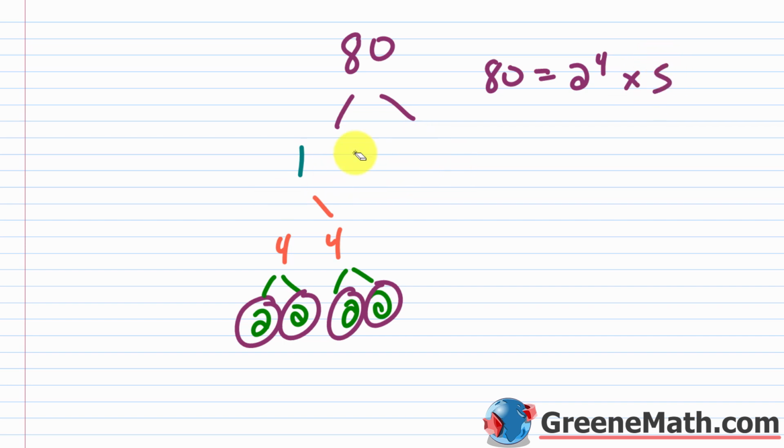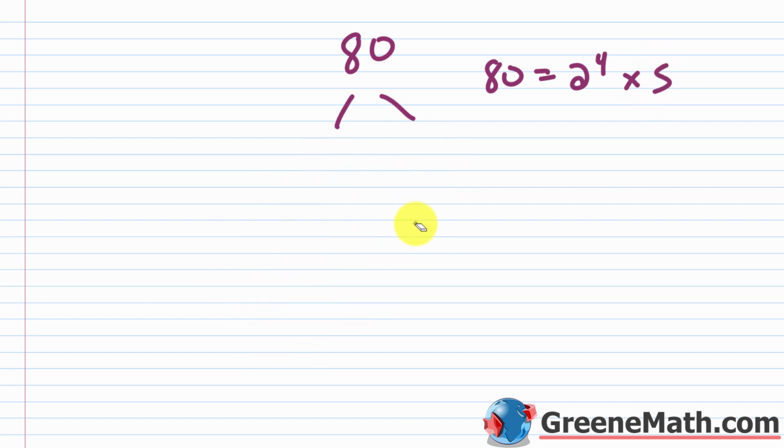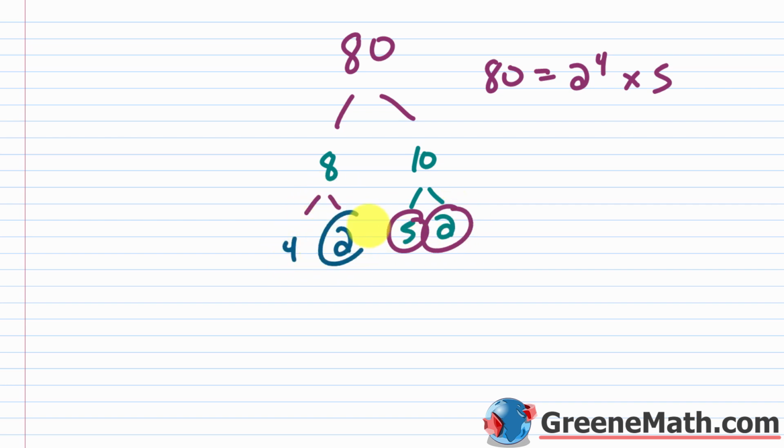Now let me do this a different way just to show you that you get the same result. Let's say I didn't start with 16 and 5. I could have done 8 and 10. So let's say I do 8 and 10. Neither of those is prime. So for 10 I'm going to go 5 and 2. 5 and 2 are both prime, so I'm going to circle and stop. And then for 8, let's go with 4 and 2. 2 is prime, so circle that and stop. And then for 4, it's 2 times 2, so circle those and stop. So basically you get 2 times 2 times 2 times 2, which is 2 to the 4th power, times 5. So same thing either way.